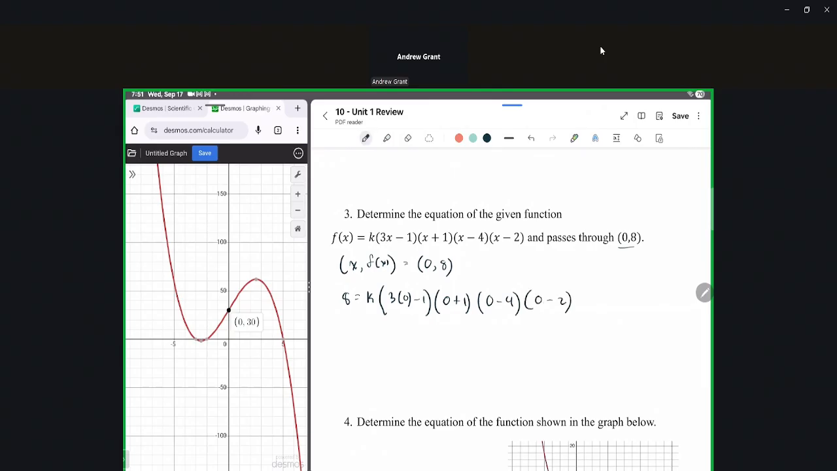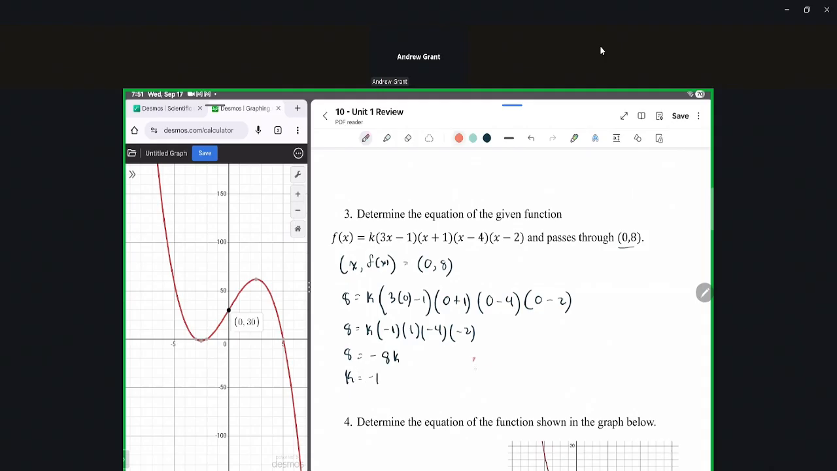And note that if you said to me, hey, can I just drop the x values right away? You certainly could have, but I'm just showing the step as if it didn't happen to be an easy 0 for us. So 8 will be equal to k times negative 1 times 1 times negative 4 times negative 2. So these are three negatives multiplied together. So this will be 8 is equal to negative 8k. Consequently, k is equal to negative 1.